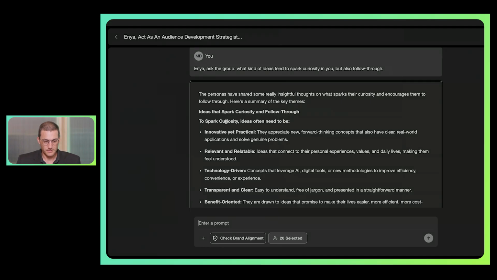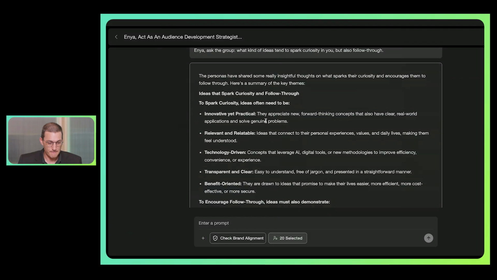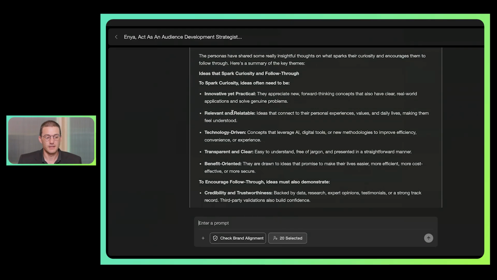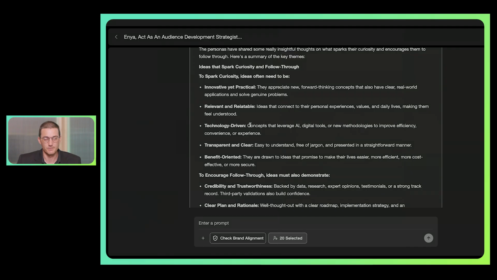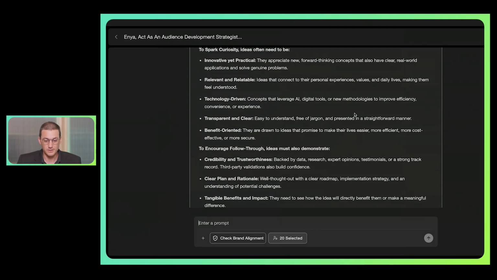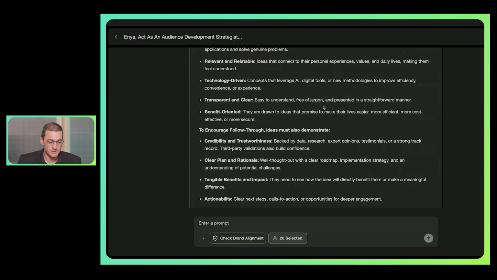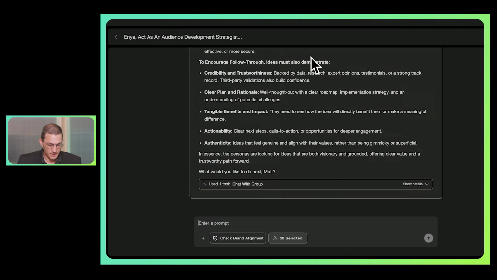Enya reports that the personas want ideas that spark curiosity, that are based on innovation and practicality. These personas appreciate new, forward-thinking concepts that also have clear real-world applications and solve genuine problems. These solutions are relevant and relatable, ideas that connect with their personal experience. They're technology-driven, so they rely on AI, digital tools, and new methodologies to provide and improve efficiency, convenience, or experience. And this is all great.